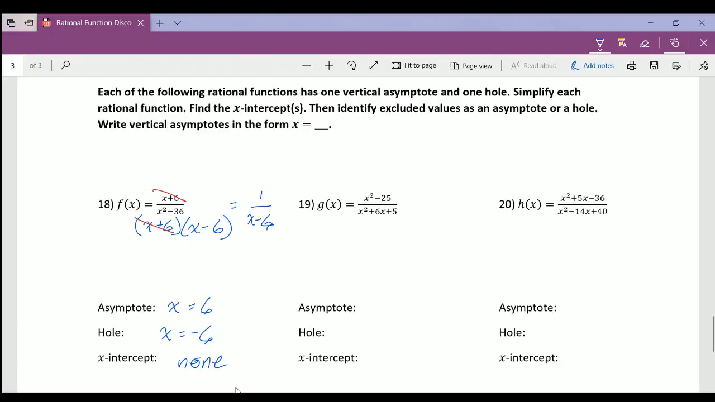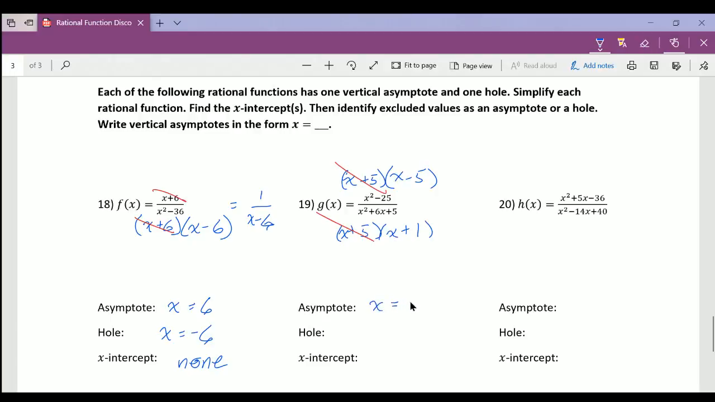Okay, let's go ahead and do g of x. The top is, once again, a difference of squares. We have x plus 5 and x minus 5. The bottom, two numbers that multiply to get 5 and add to get 6. That's going to be 5 and 1. And we look at what we can cross out. That's the x plus 5's. The ones that got crossed out, the x plus 5's, that's our removable one. That's going to give us our hole. This one right here, the x plus 1, is going to give us the asymptote.